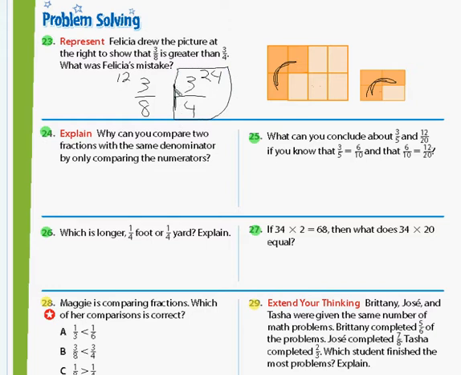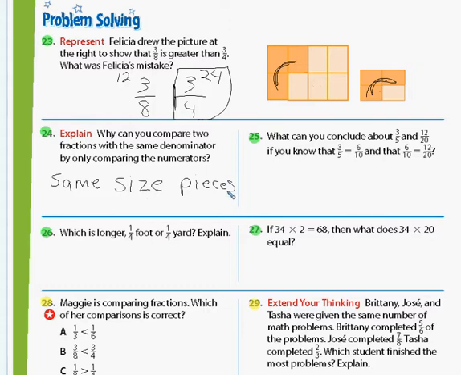Problem number 24. Why can you compare two fractions with the same denominator only by comparing the numerators? We can do that because each piece is the same, so whichever one has the most pieces is going to be larger. So let's say because they're the same size pieces.